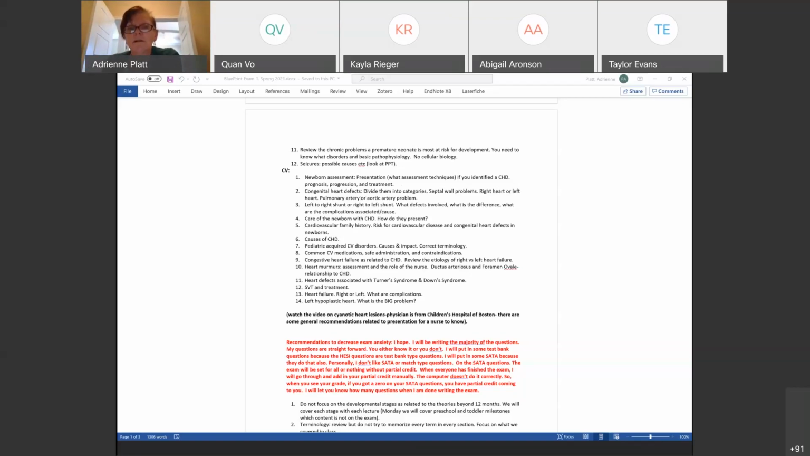So your congenital heart defects, try to divide them into categories. You have your septal wall problems. So you have the ASD, which is atrium to atrium. You have the VSD, which is ventricle to ventricle. Then you have the AVSD, and that's pretty ugly.